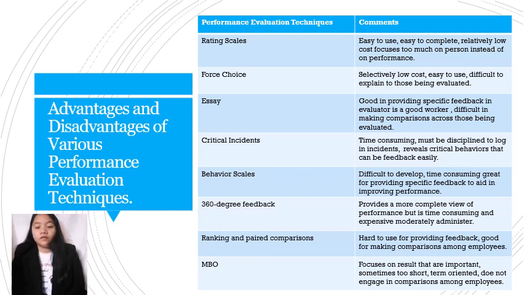Behavioral scales: difficult to develop, time-consuming, great for providing specific feedback to aid in improving performance. 360-degree feedback: provides a more complete view of performance but is time-consuming and expensive, moderately difficult to administer. Ranking and paired comparisons: hard to use for providing feedback, good for making comparisons among employees. MBO focuses on results that are important, sometimes too short-term oriented, does not engage.